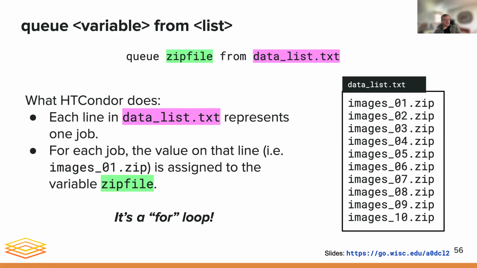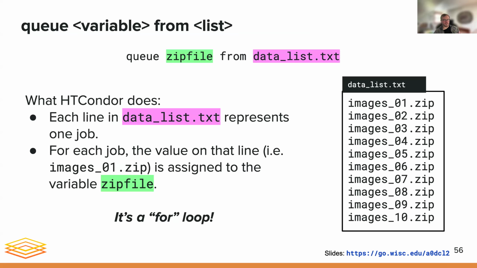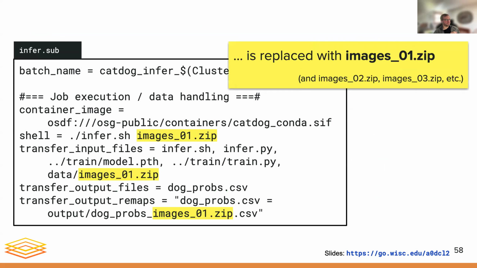So datalist.txt looks something like this. When we say Q zip file from datalist.txt, each line gets read in. First it does images 01.zip and assigns that to zip file, then it does the Q. Then it does the same thing for every line of that file. It's just a for loop. Everywhere that $zip file appears, we'll be substituting in a name of a file that gets defined within datalist.txt. And this is a way of creating 10 jobs from one single submit file over a wide variety of inputs.